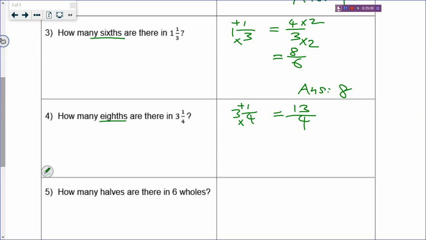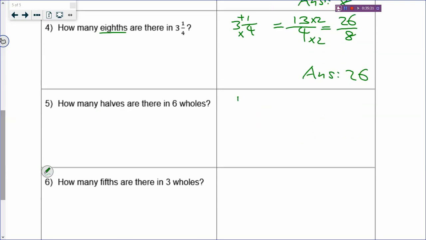Okay, but it's not eighths. So you want to make it into eighths. So you change the denominator into 8. So 4 times 2 and 13 times 2. And you get 26 over 8. So once your denominator is 8, then how many eighths are there? 26 eighths.